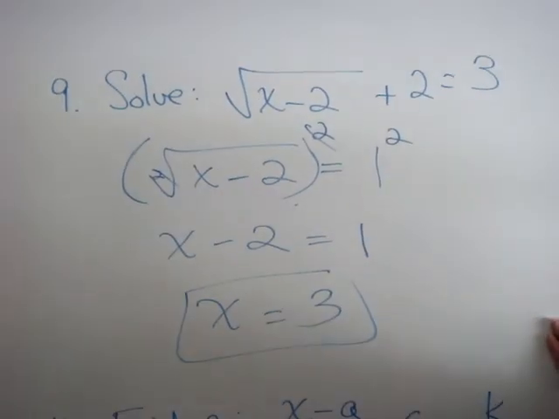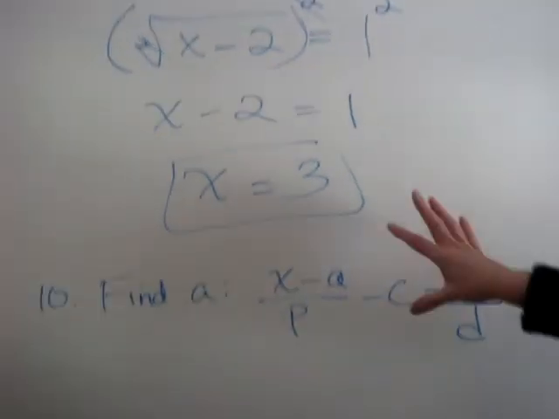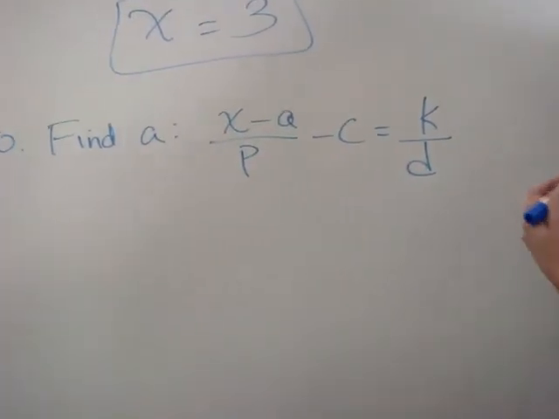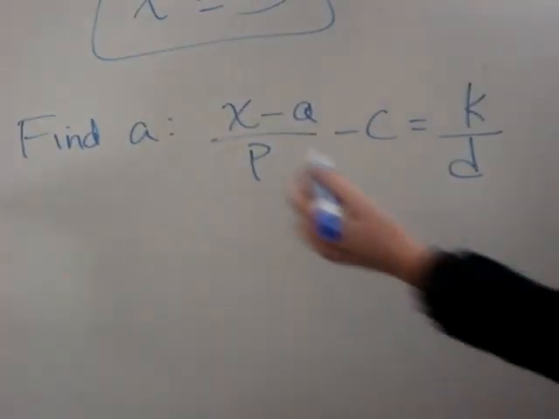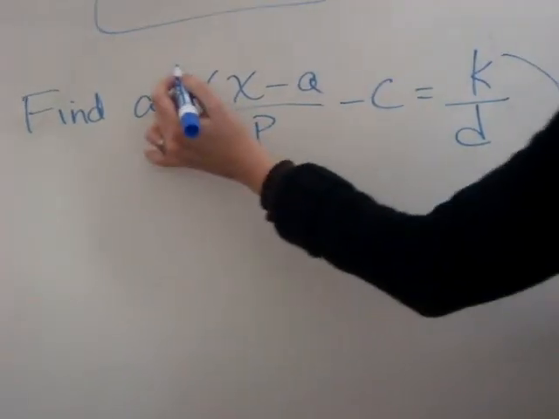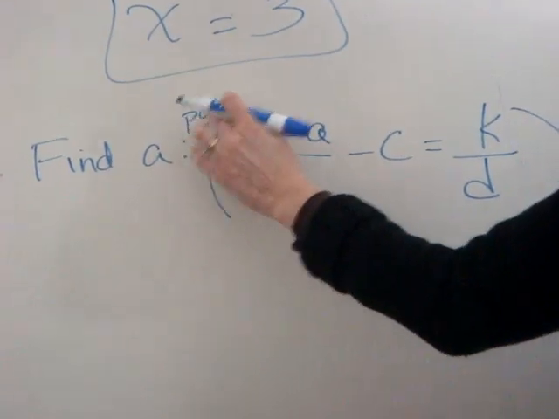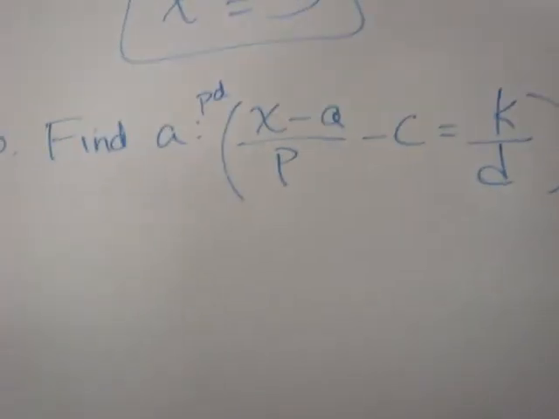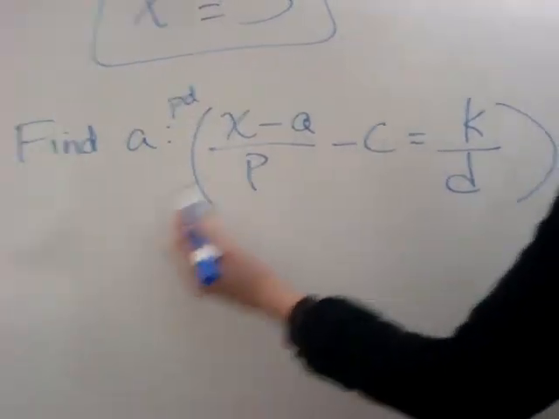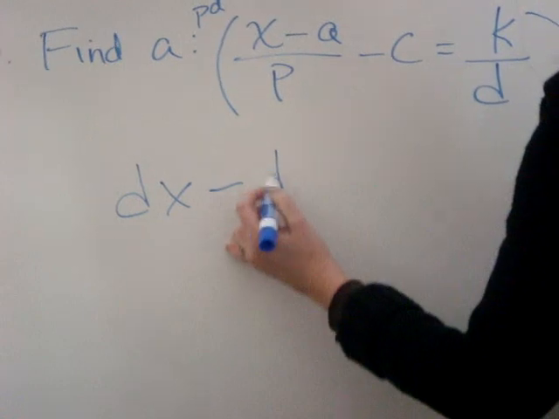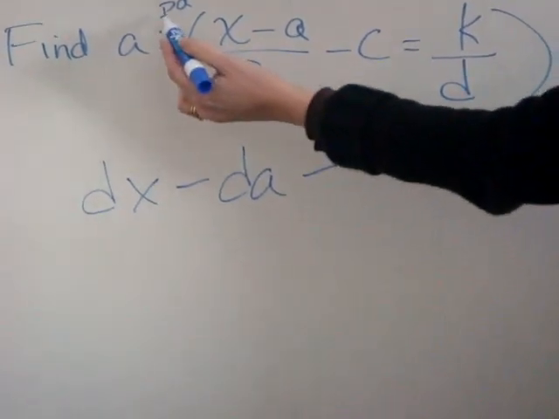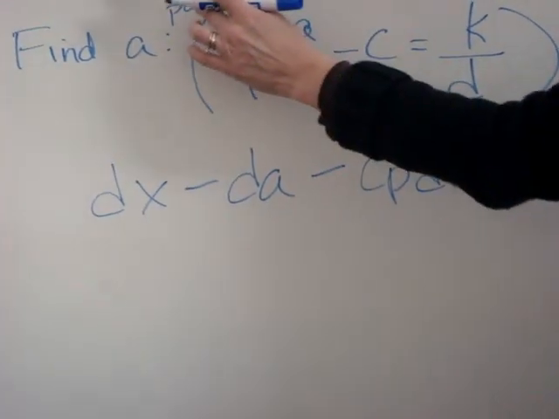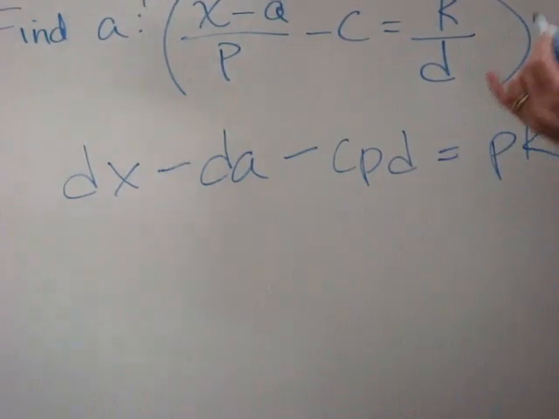Next one, find a, and I don't mean just there it is, but get it by itself, solve for a. This one, we need to find a common denominator, multiply everything by the common denominator. Common denominator is PD. So I'm going to take every term times PD, and that will eliminate our fraction. So the p's will cross out, so I'm going to get dx minus dA. I have to take PD times c, so it's CPD.